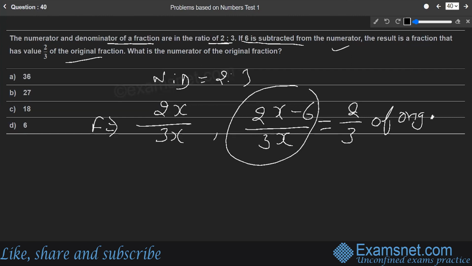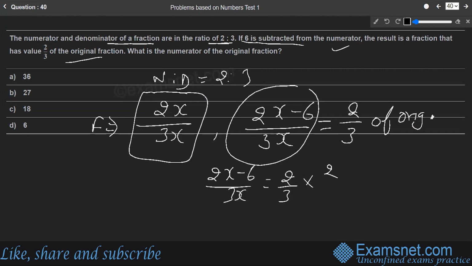And what was the original fraction? The original fraction was simply 2x by 3x, or 2 by 3. So the equation becomes (2x minus 6) by 3x is equal to 2 by 3 of 2x by 3x. Then x can be cancelled out. Obviously, these two x get cancelled, and this 3 can be cut by this 3. So we are left with (2x minus 6) over x is equal to 4 by 3.